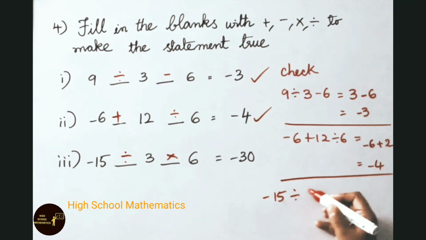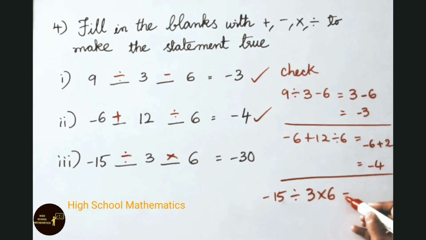Minus 15 divided 3 into 6, that equals to, according to BODMAS rule, first we have to do division, then after only we should do multiplication. So 3 table 15 is 5 times. So keep this minus symbol and write 5 into 6, that equals to minus 5 into 6, that is minus 30. So here also we got same answer, so our sum is correct.